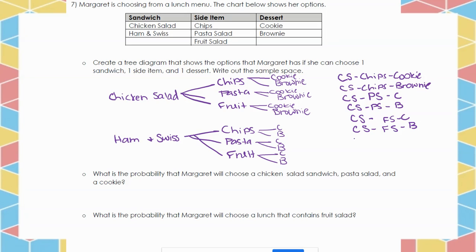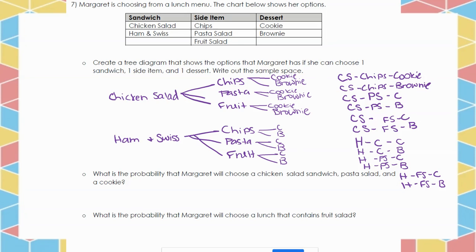Then I would have my ham and Swiss. So I could have ham and Swiss and chips and a cookie, ham and Swiss and chips and a brownie, ham and Swiss and pasta salad and a cookie, ham and Swiss and pasta salad and a brownie, ham and Swiss and fruit salad and a cookie, ham and Swiss and fruit salad and a brownie.